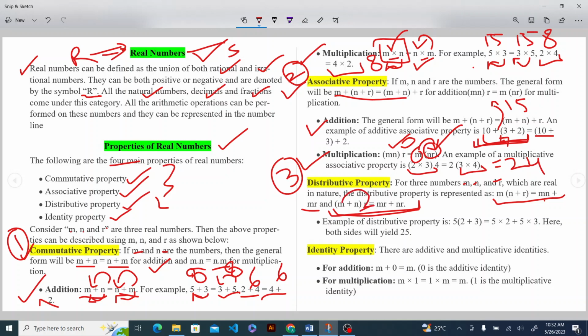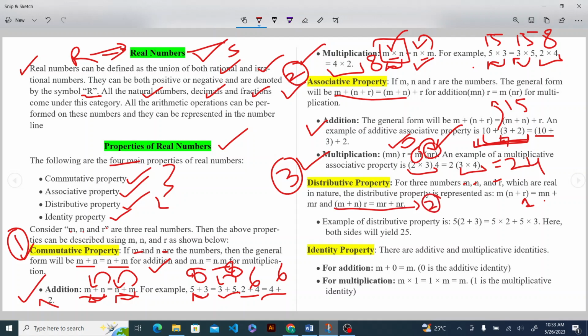obviously this r will be multiplied with m, this r will be multiplied with n, and then the addition or plus sign will come in between: mr plus nr. So these are the two ways to write this distributive property, or prove this distributive property. Let me number them. This is the first way and this is the second way.